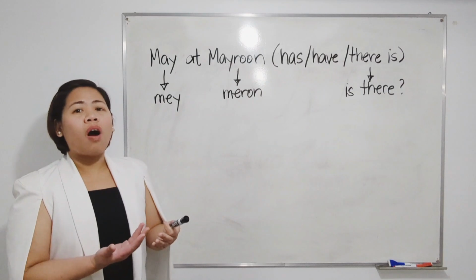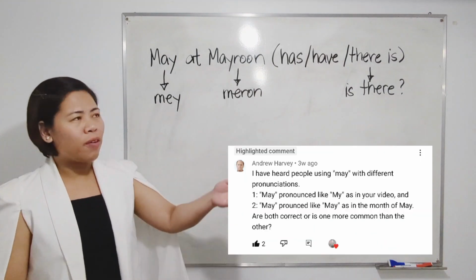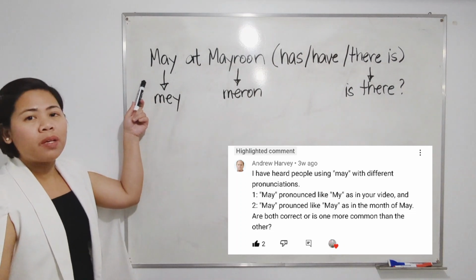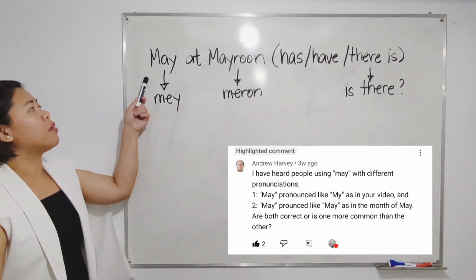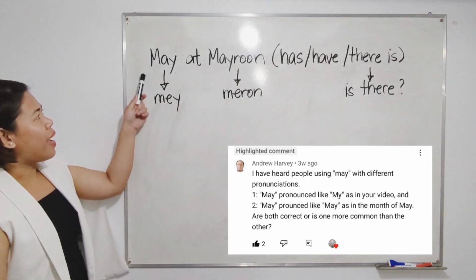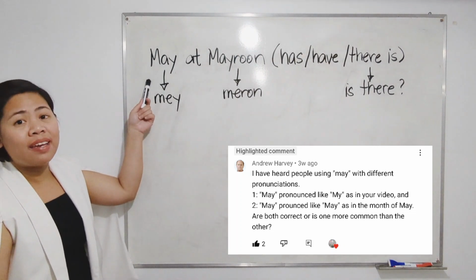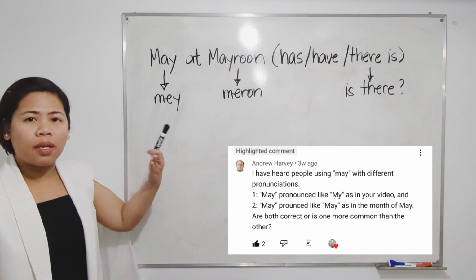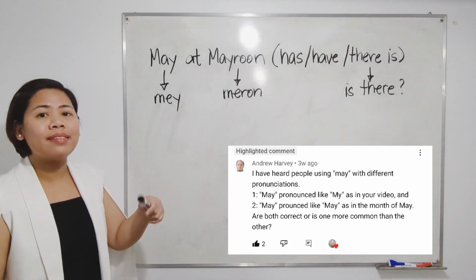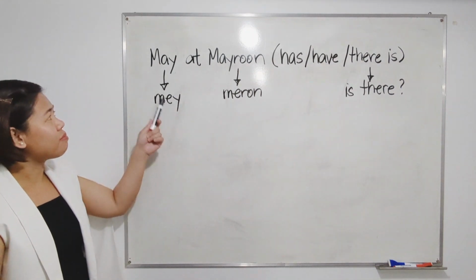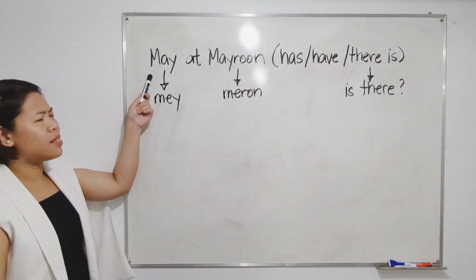Someone asked me, I think it was Harvey. He commented in one of my videos that he noticed that when Filipinos say may, we also say mai. So he asked, which one is the correct pronunciation? Is it really may? Because in Filipino, we don't have the A sound, right? So we never read this as mai. It's always may, and this is the spelling of it.